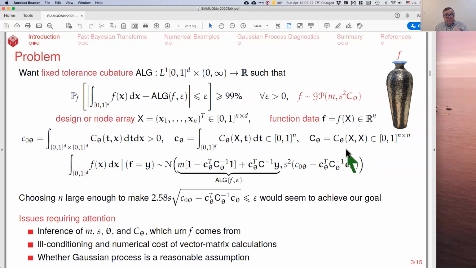Another problem. We're going to be doing some matrix inversions or solving systems of equations that can be expensive, order n cubed. We want to avoid that expense. And then maybe some ill conditioning. And then let's go back to our original assumption that f is a Gaussian process. Does that make sense? Well, once we've sampled the function, we should be able to look and see. We'll talk about that.